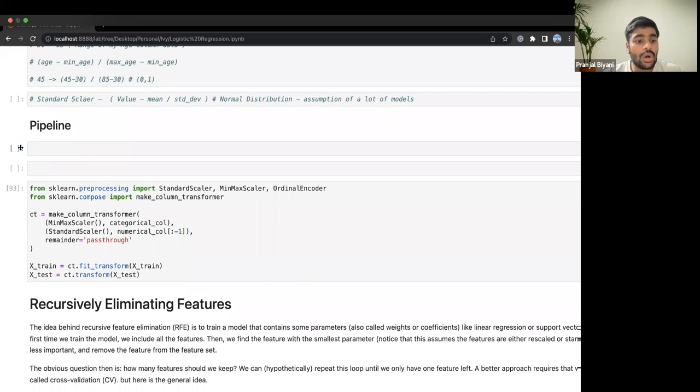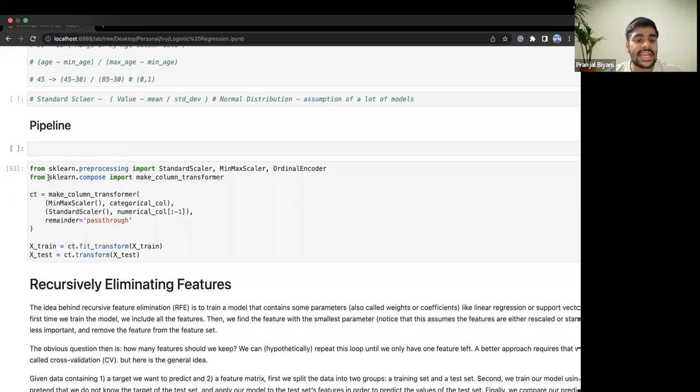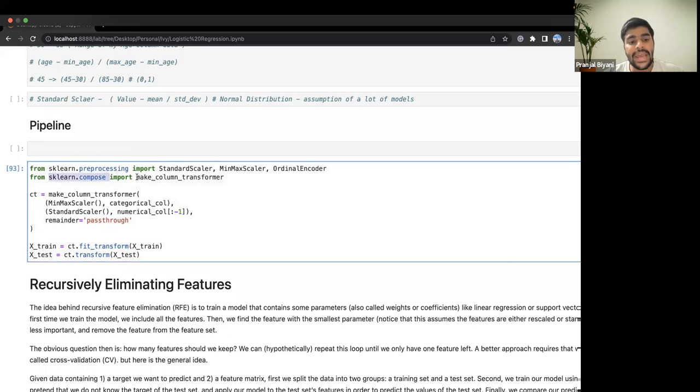Right? So I am going to use scikit-learn's make column transformer. This is basically an element of a pipeline where I can pass it the function that I want to apply and the columns that I want to apply that function to. Then post this gets executed, what is the next function that I want to apply and the column that I want to apply it to.